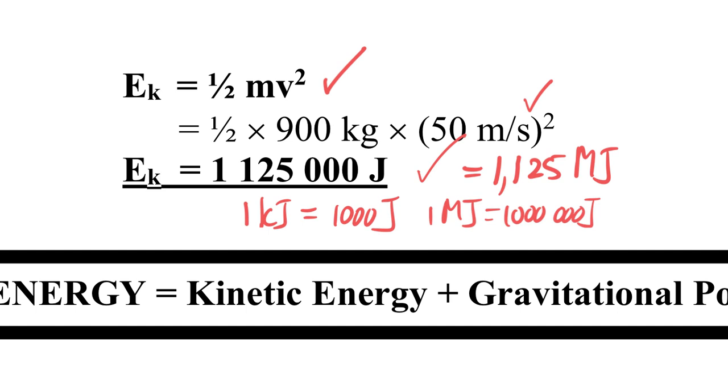So kinetic energy is the measure of how much work an object can do because of its motion. Let me give you an example. Let's say, for instance, we've got a truck that's rolling down an incline, but it's a very slight incline.